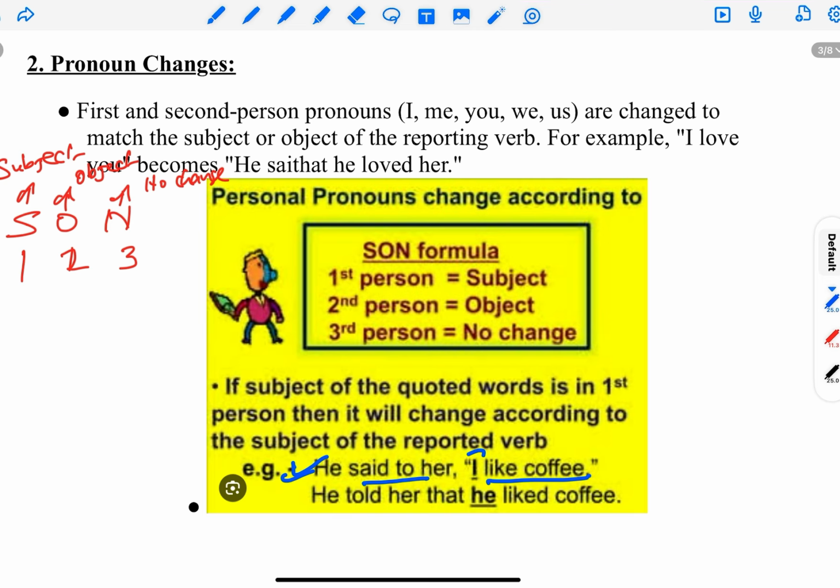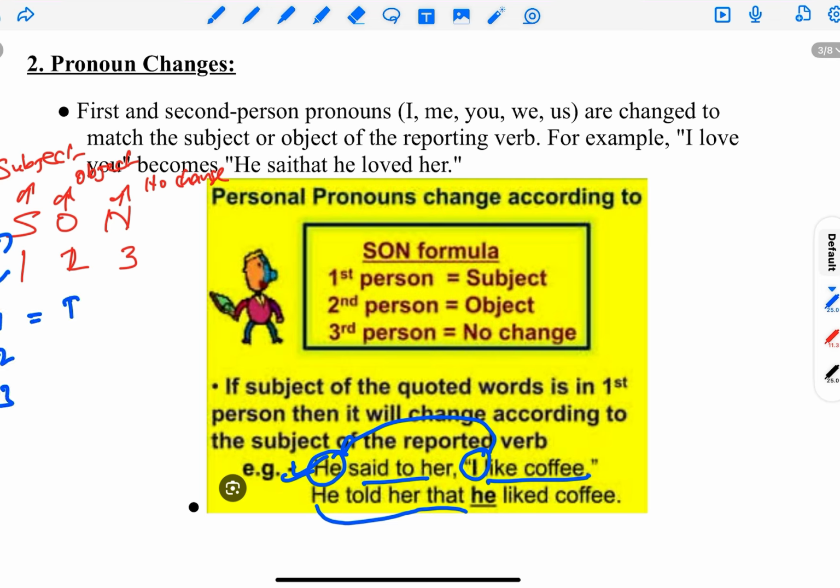So "I" here is the first person. So first person here will change according to subject. So which is the subject? He. So "I" became "he". So you can see in the indirect speech, he told her that he liked coffee.